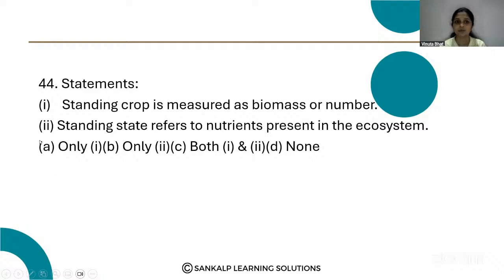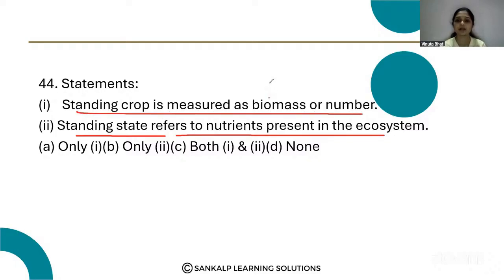Question number 44. Statements: Standing crop is measured by biomass or number. Standing state refers to nutrients present in the ecosystem. So here, standing crop is measured by biomass or the number. How do you define the standing crop? That is the total amount of organic matter present in each trophic level at a particular time. So the standing crop is measured as a biomass or the number. That is the correct one.